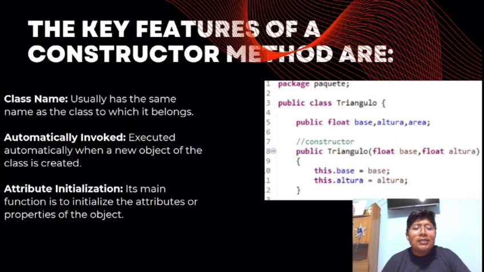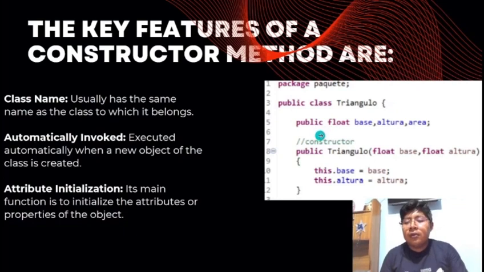The key factors of a constructor method are: a constructor usually has the same name as the class to which it belongs. It is automatically invoked, executed automatically with a new object of the class. Its main function is attribute initialization.